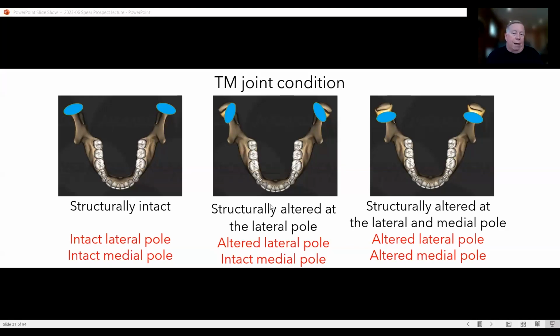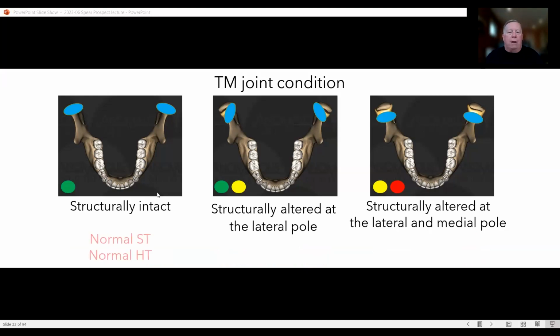So if we think about it, the structurally intact joints have very low risk factors. They're basically normal joints. We can do anything we want. The structurally altered at the lateral pole are green-yellow cases. We still have load-bearing protection at the medial pole, so we're not too worried about these cases. The higher risk cases are the yellow-red cases. Those are the cases that tend to be the more difficult ones to manage.